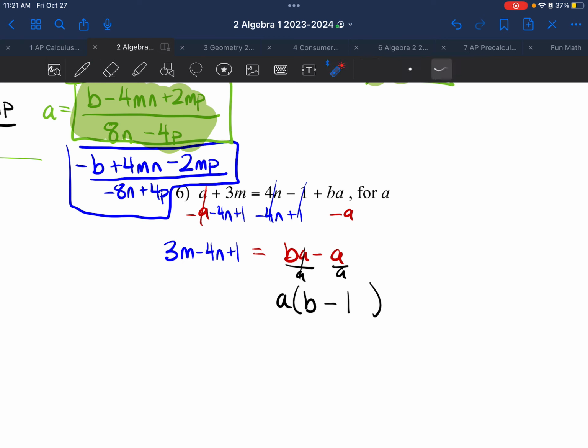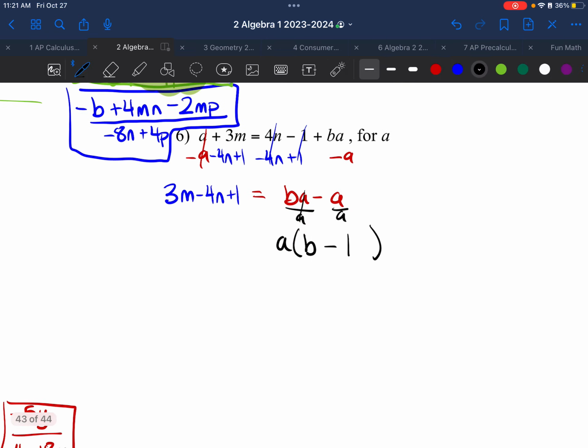And just to do a sanity check, I'm going to go backwards instead of forwards, and the way that we do that is by distributing. If I do A times B, I get BA. If I do A times negative 1, I get a negative A, so that seems to work. Let me rewrite the rest of this equation. I still have this 3m minus 4n plus 1 on the left-hand side. And again, I'm trying to solve for A.